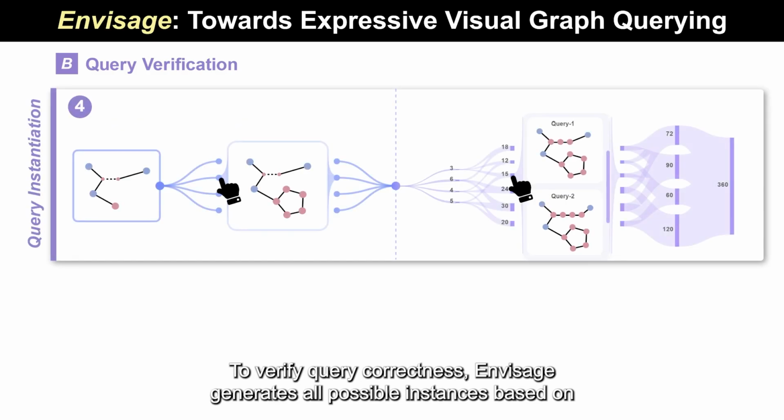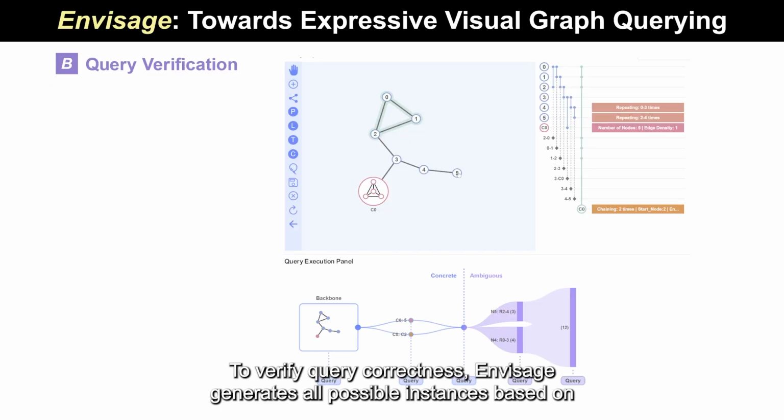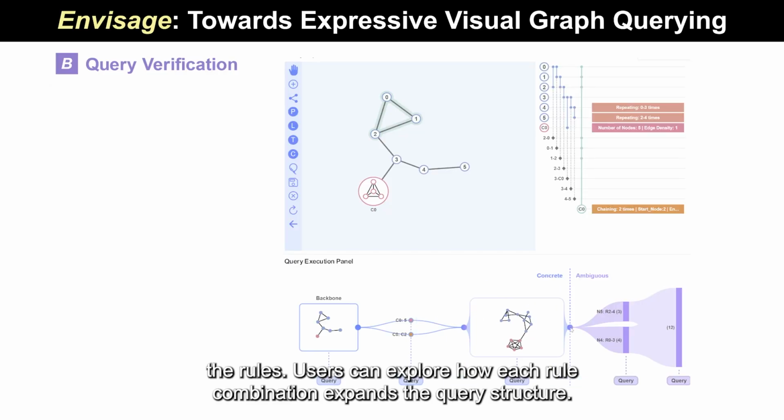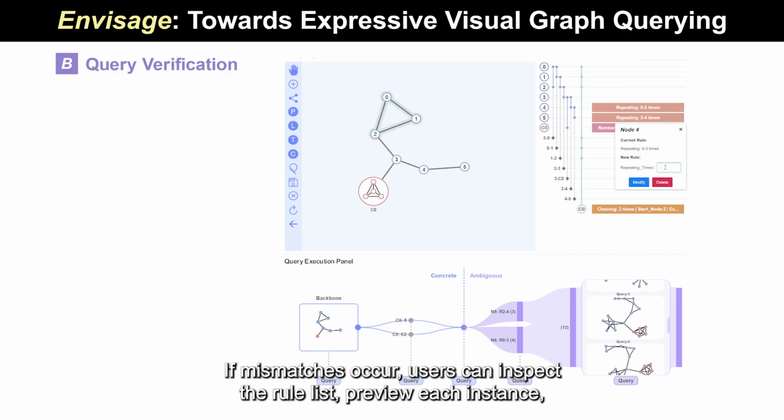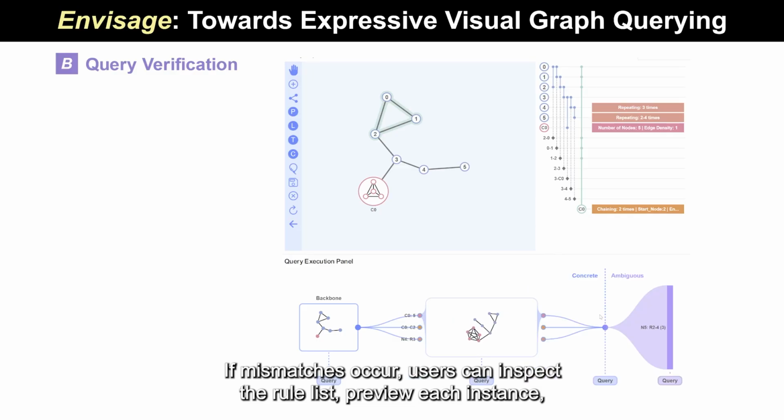To verify query correctness, Envisage generates all possible instances based on the rules. Users can explore how each rule combination expands the query structure. If mismatches occur, users can inspect the rule list, preview each instance, and revise their queries accordingly.